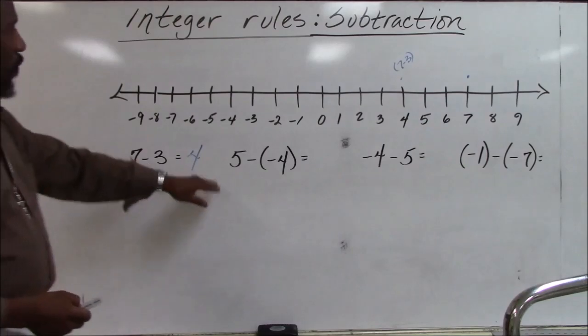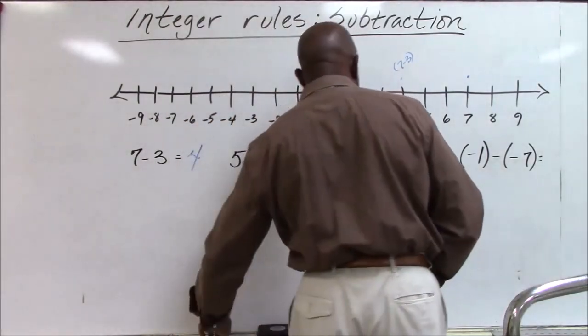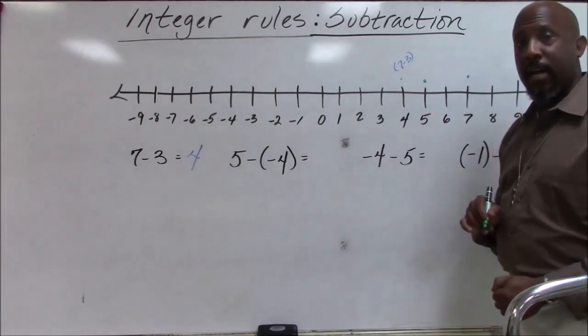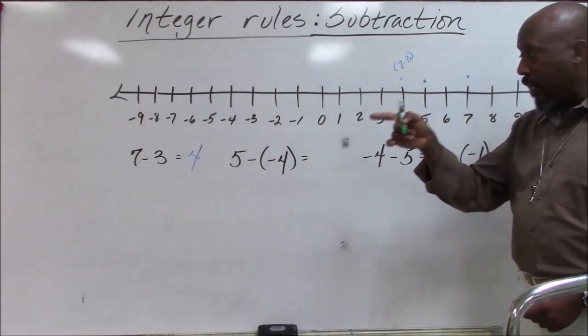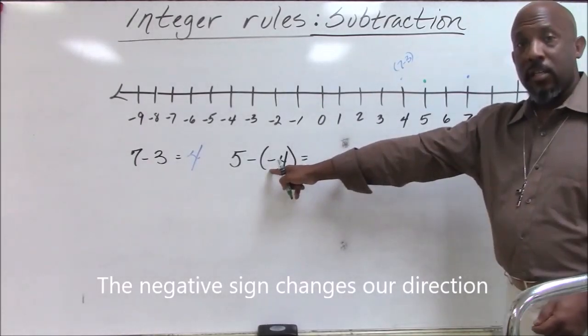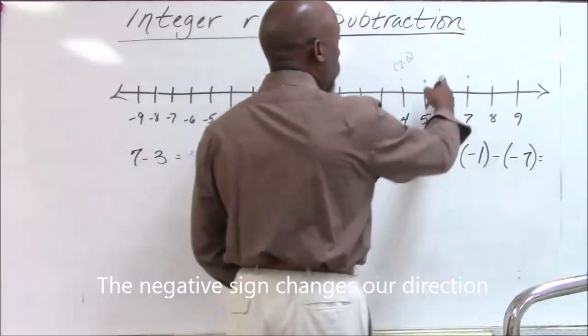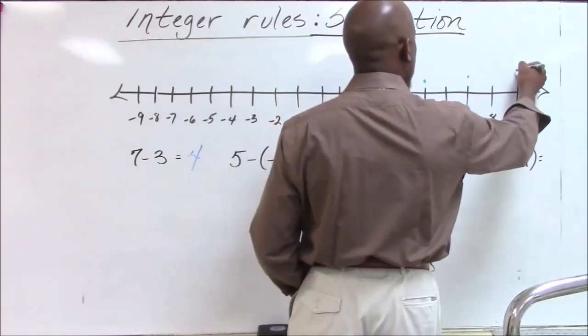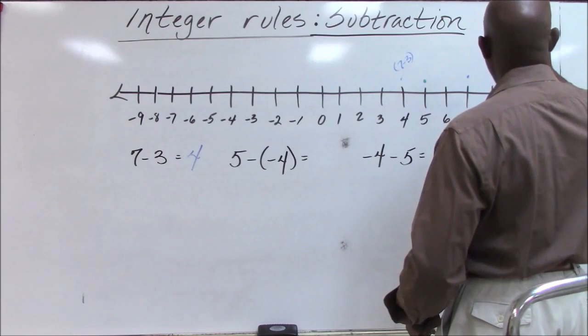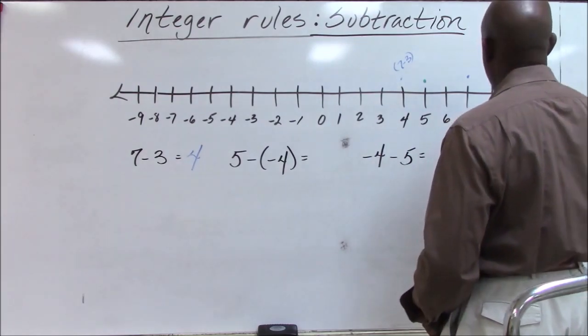We start off with 5. Let's go ahead and put a dot for our 5. And subtraction takes us in the negative direction. So we're heading in that direction. But there's a negative sign that changes our direction. So we have to go positive. 1, 2, 3, 4. And we find out that 5 minus negative 4 is equal to 9.